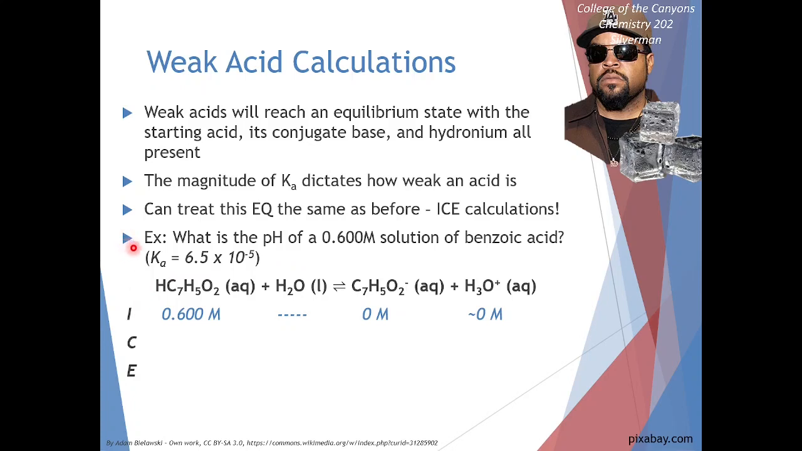Our practice problem says find the pH of a 0.600 molar solution of benzoic acid, where we know the Ka value for benzoic acid. Let's set up our ICE table. 0.600 molar of our starting molecule. We can assume that we have none of our products to start with. The concentration of water does not matter because it's a liquid and it won't appear in our Ka expression.